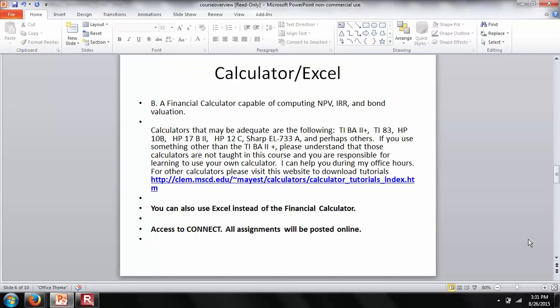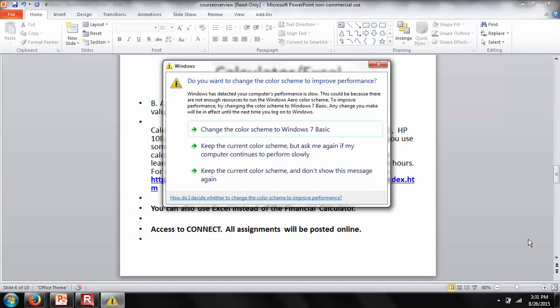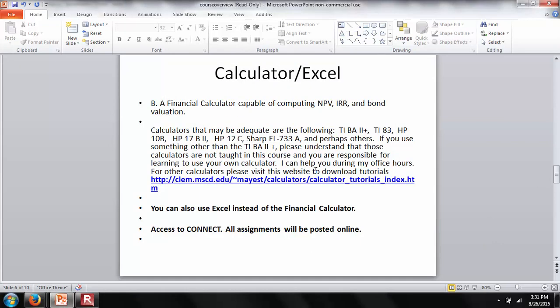Okay. What else do you need? So there are 2 choices you have. Finance is a lot of problems, and typically for problem solving, you either need a financial calculator. So what I recommend would be the TI BA2 Plus, TI 83, HP, and so on. And if you need help with the calculator, these are the links. There is a website by a professor that gives you a tutorial for most of the financial calculators.